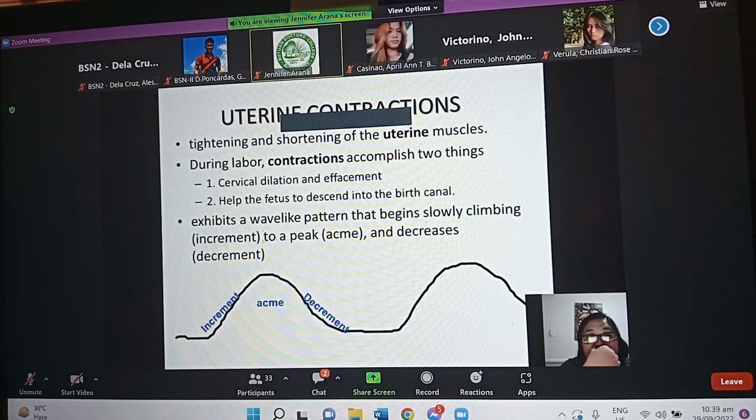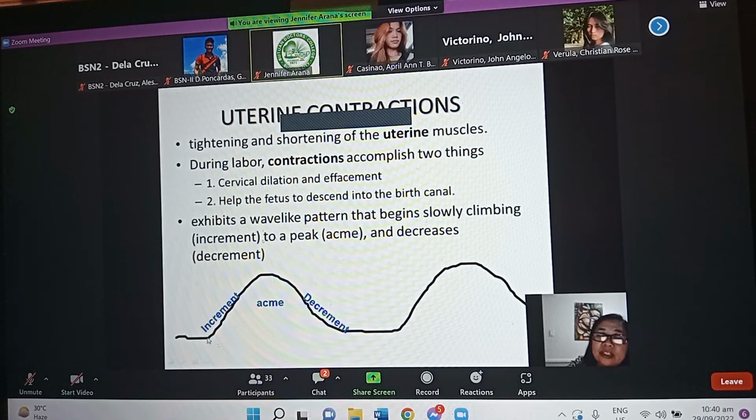The contraction exhibits a wave-like pattern that begins slowly climbing. So this one, morning wave-like pattern no, sa uterine contraction. Mao po ni siya ang mugawas sa imuhang cardiotocograph result. No? So, ang pagsaka, that is the increment, ang peak niya, this is what we call as the acme, and ang pag-ubos, ang pag-decrease sa wave, that is the decrement.